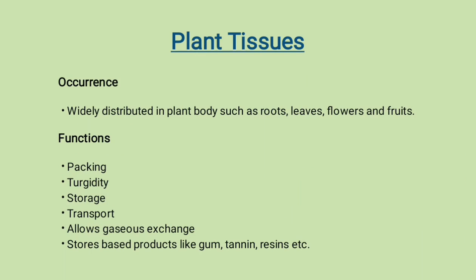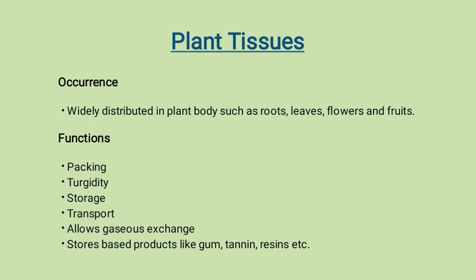If we talk about the occurrence of parenchymatous tissue, these tissues are widely distributed in plant bodies such as stems, roots, leaves, flowers and fruits. Thus, the parenchyma tissue is found in the soft parts of the plant such as cortex of root, ground tissues in stems, mesophyll of leaves. It is also distributed in pith, medullary rays and packing tissue in xylem and phloem.